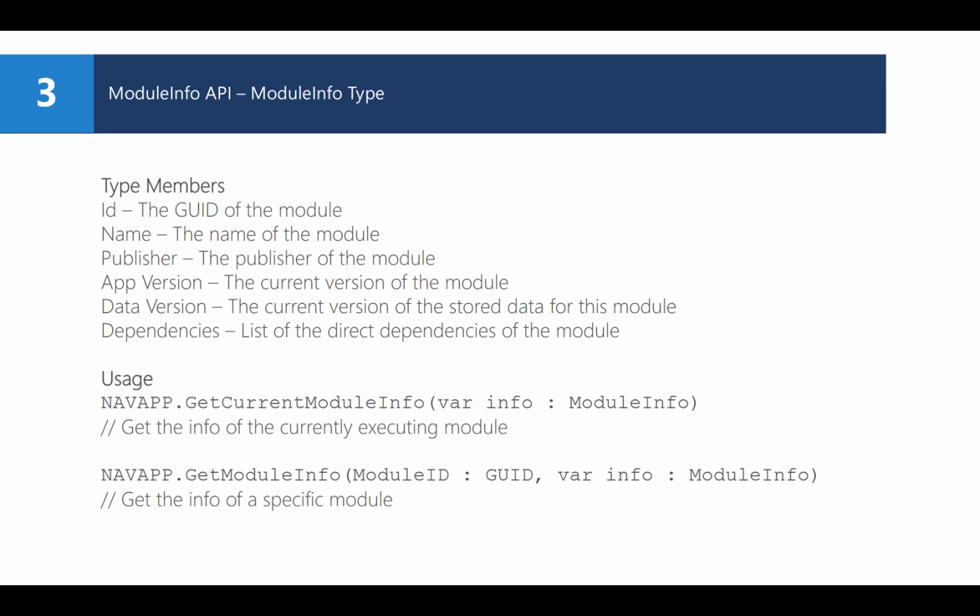You can also get information about a specific installed module by using the getModuleInfo method. You will need the app's GUID to specify the module you need information about. For example, it is very useful to figure out the data version of any app you might depend on. Just imagine the new version of your app depends on a certain new version of another app. You might want to check this. Let me show you an example.